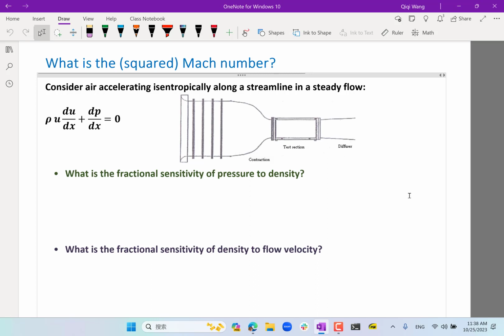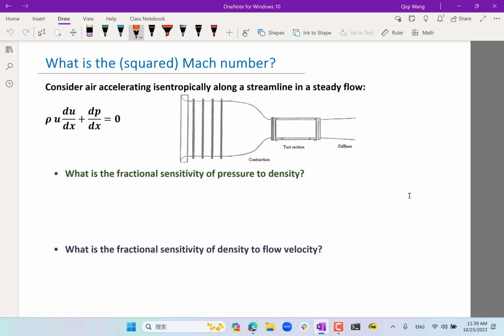But at the end of this lecture, I'm not even going to tell you what the speed of sound is, but I'm going to derive a Mach number that's still valid. Particularly, I'm going to derive the squared Mach number and essentially tell you what that means.